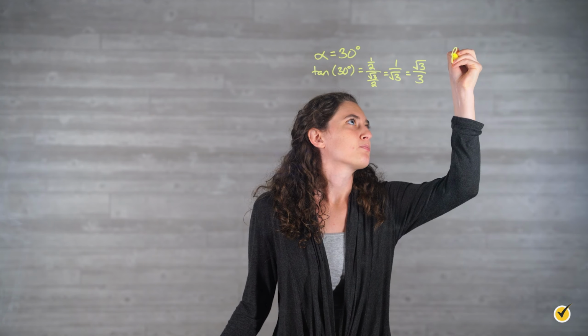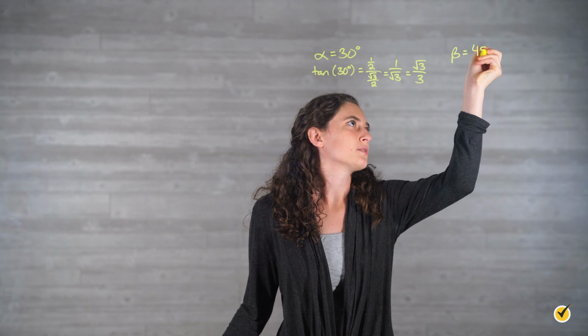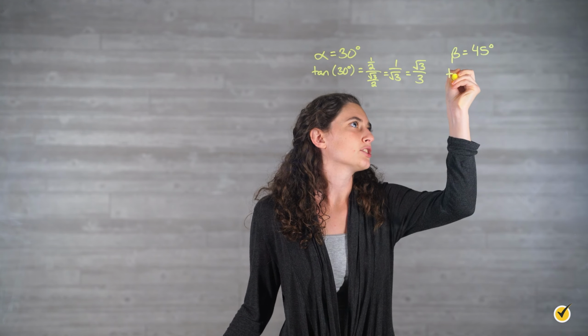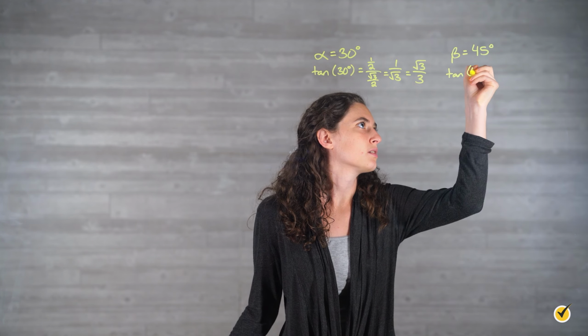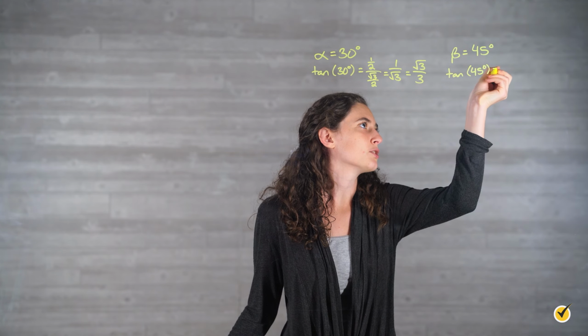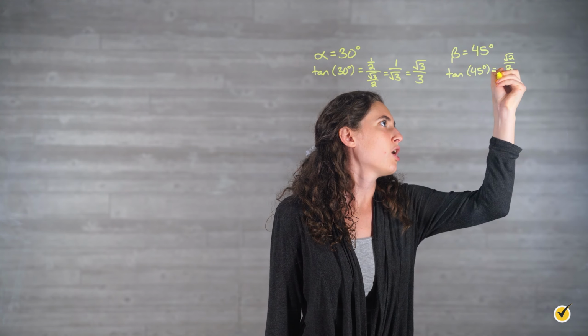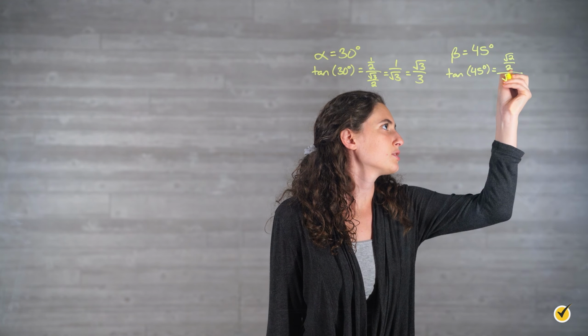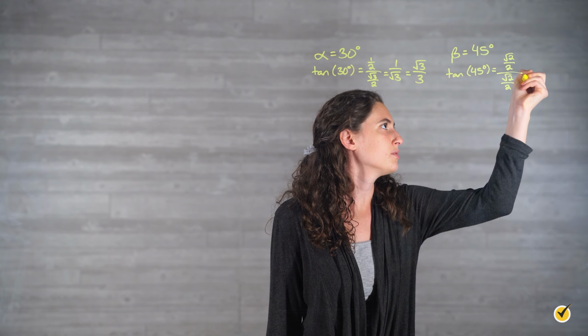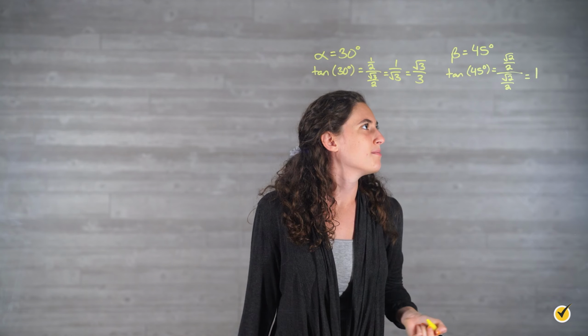Now let's find beta. Beta is equal to 45 degrees. The tangent of 45 degrees is equal to the sine of 45 degrees, which is the square root of 2 over 2, over the cosine of 45 degrees, which is also the square root of 2 over 2, and this is equal to 1.